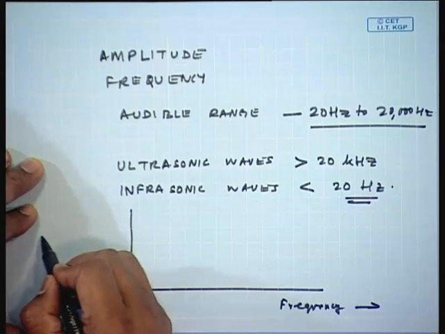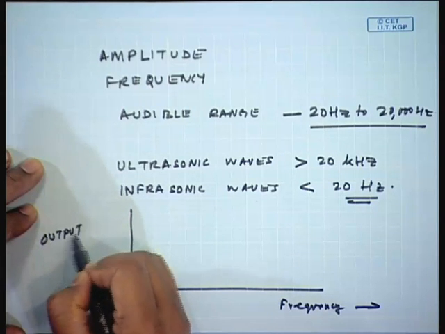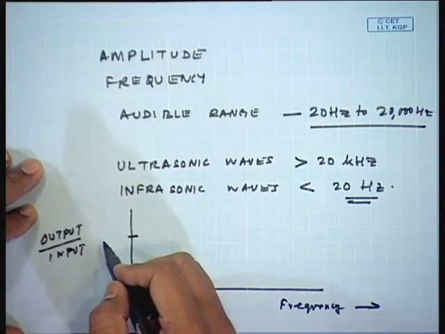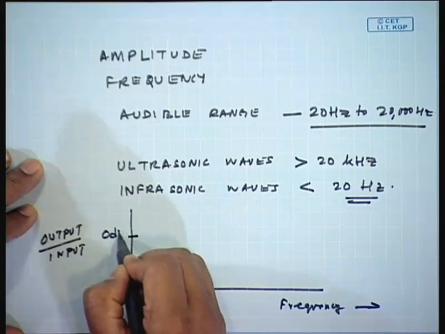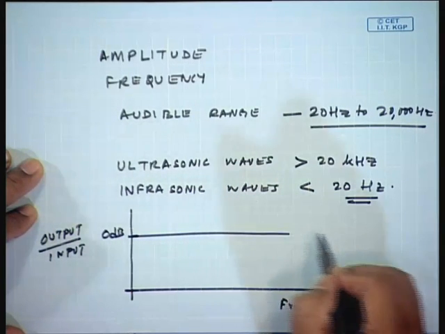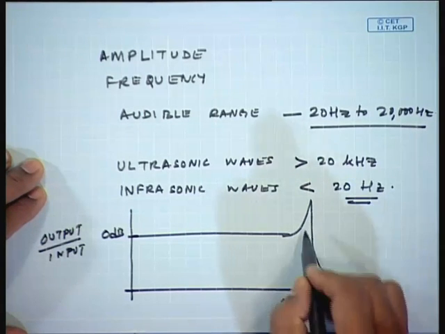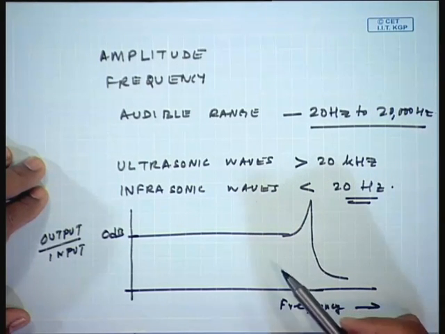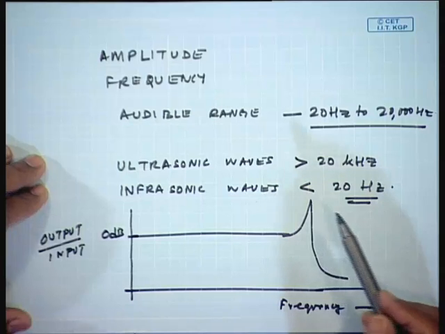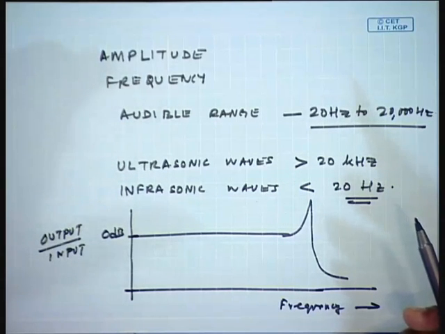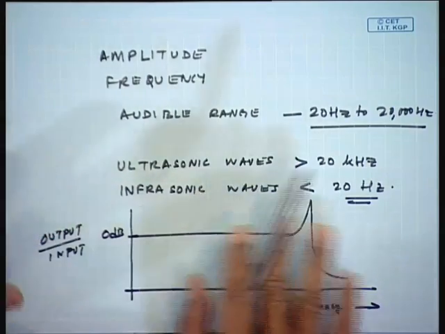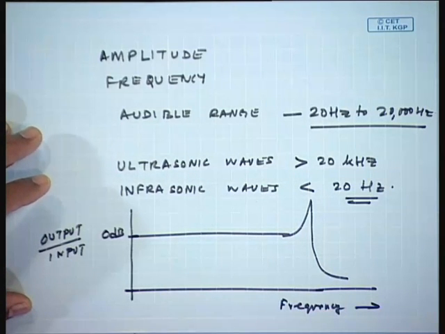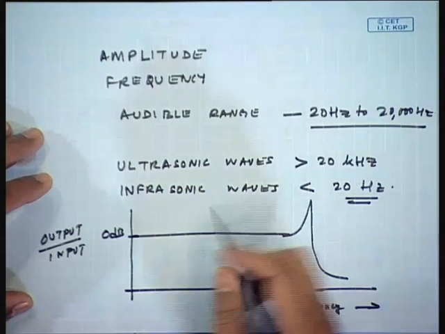So, this is the amplitude ratio, output by input. Output by input will be 1, or in log scale it will be 0 decibel, because log of 1 is 0. So, this is typically the response of any instrument, and this happens to be its natural frequency. If you think of our human ear, unfortunately, God has made the human ear highly nonlinear. If it did behave like this, life would have been very easy for us. But the human ear's sensitivity is somewhat like this.